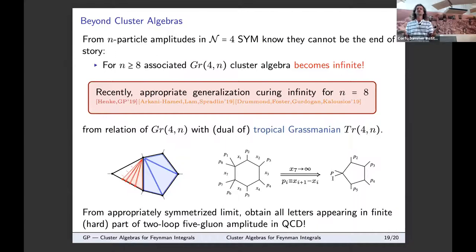Of course, we know that there exist letters that contain square roots in terms of the kinematics. We also obtain square roots in this fashion. I would say that at least for the class of integrals that are expressed in terms of multiple polylogarithms, there should be some generalization of cluster algebras at play.